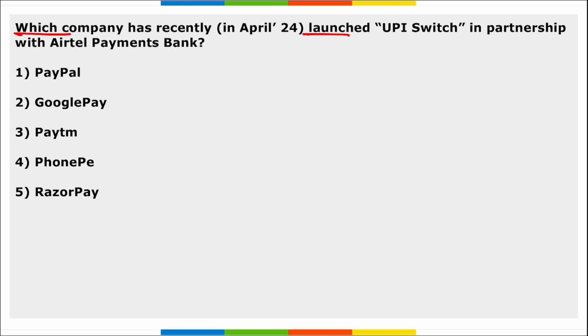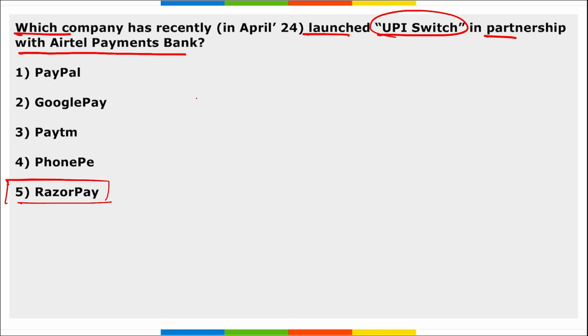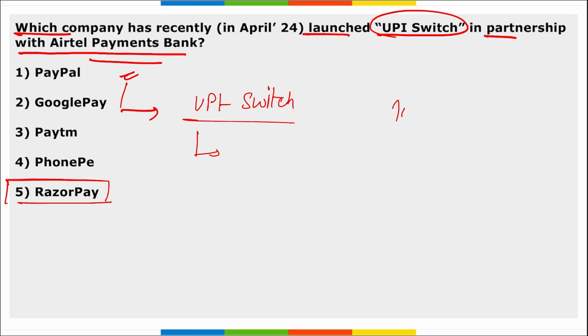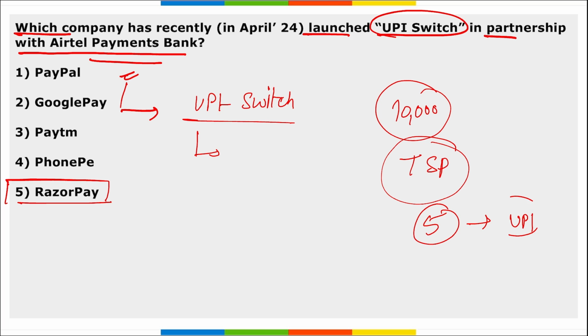Next, which company has recently launched UPI Switch in partnership with Airtel Payments Bank? It is Razorpay. Right? Razorpay Software Private Limited. This is an online instant payment company. They have launched their own UPI infrastructure, that is UPI Switch. Right? This is a next generation cloud-based innovation, and they partnered with Airtel Payments Bank to launch this UPI Switch. It is designed to handle up to 10,000 transactions per second at any given point of time. It is powered by technology service providers for banks, and it will enable 5 times faster UPI transactions.